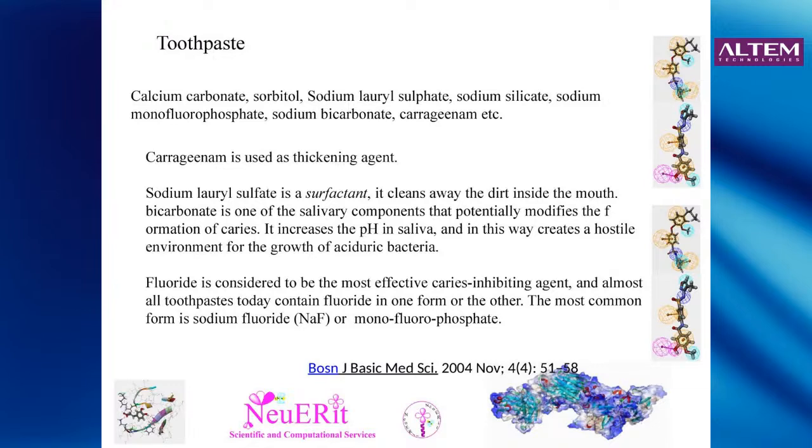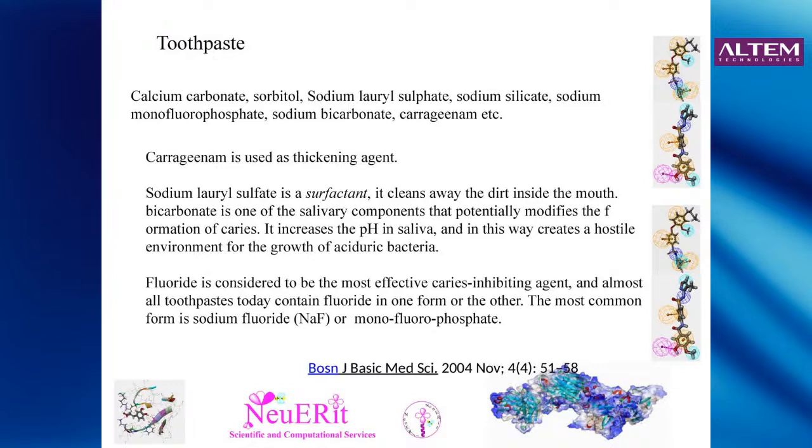Okay, but fluoride is most important. Fluoride is considered to be the most effective caries inhibiting agent, and almost all toothpaste today contains fluorine in one form or the other. So all toothpaste actually contains fluoride. Without fluoride, no toothpaste is effective. Mostly sodium fluoride is used, otherwise monofluorophosphate. If you check, Colgate mostly contains monofluorophosphate, other toothpastes may contain sodium fluoride also.